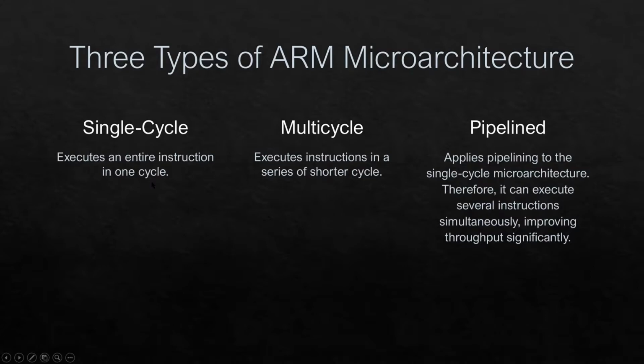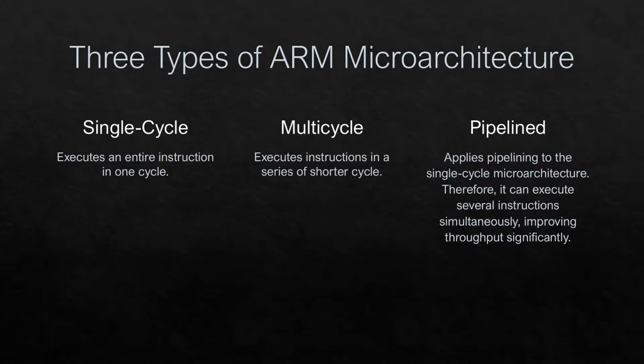So what is a single-cycle microarchitecture? A single-cycle microarchitecture is one of the three microarchitectures for the ARM architecture that executes an entire instruction in one cycle. Hence, it is called a single cycle. Because it completes the operation in one cycle, it does not require any non-architectural state, as opposed to the other two microarchitectures, the multi-cycle and the pipeline, which require non-architectural pipeline registers.